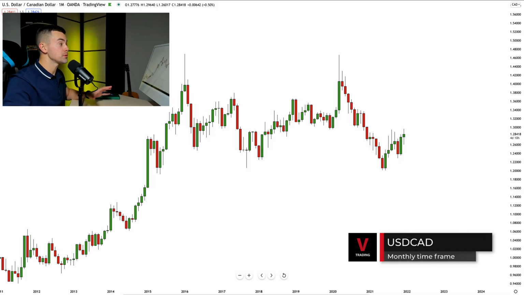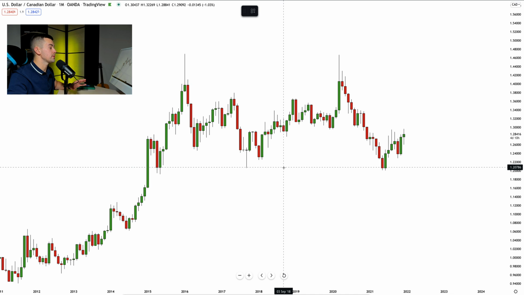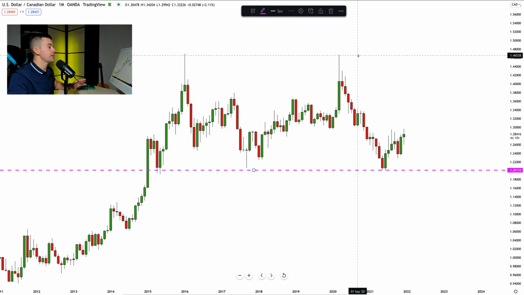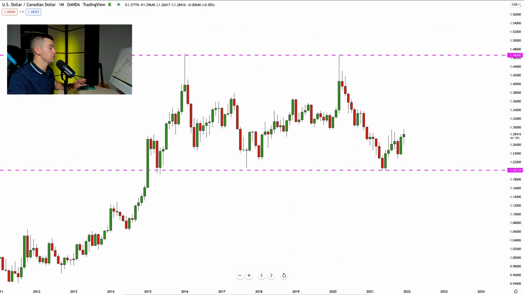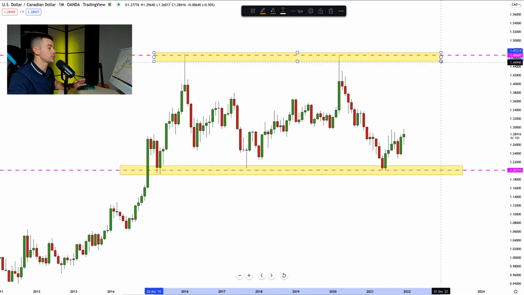Alright traders, so I want to start with the dollar CAD pair, and here we are on a monthly time frame. What is important for us to realize is that the dollar CAD pair is trading within a major, very big, very extended trading range. The market here is trading in a sideways market. Look, over here we have the support of the range. Here we have the resistance of the range. You can see that for many years the market is stuck within that range.